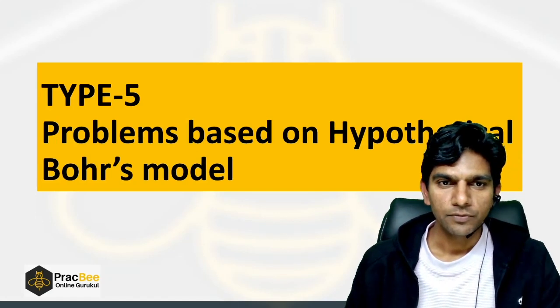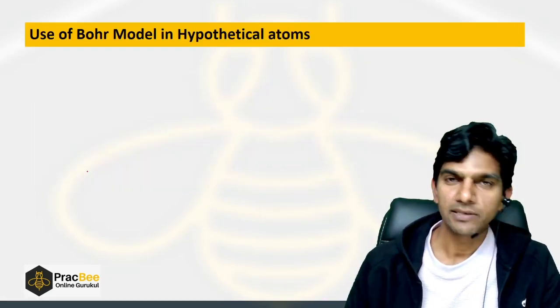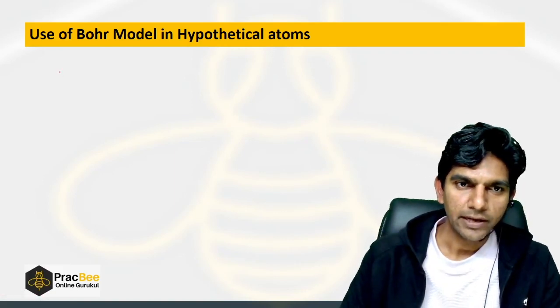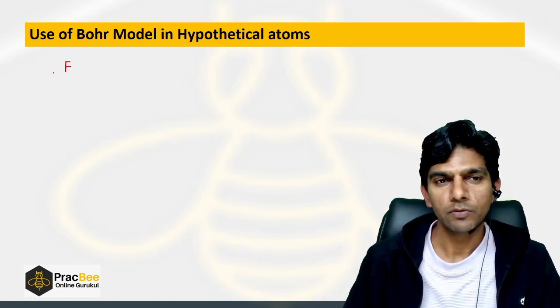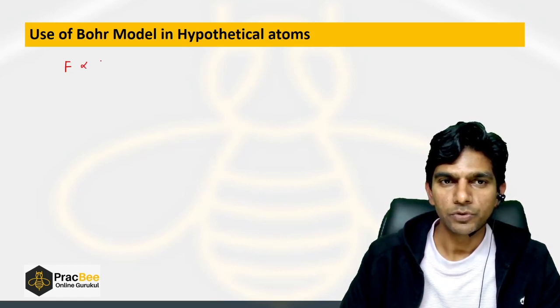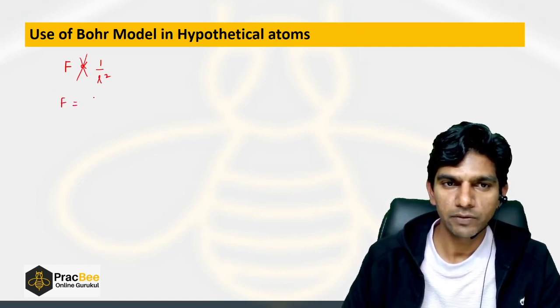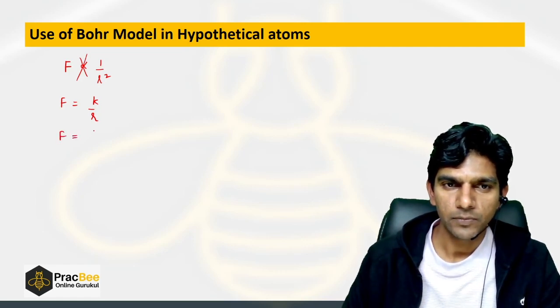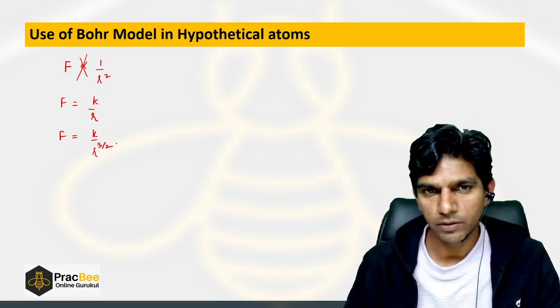Okay, now let us see the fifth type of problem, which is based on a hypothetical Bohr model. So now let us understand what is a hypothetical atom. In a hypothetical atom, usually the force with which the electron is revolving around the nucleus is not inversely proportional to r square. So that is not there in a hypothetical atom. So some other force will be given. For example, F can be given as K upon R, or F will be K upon, say, R raised to power 3 by 2. So different combinations can be given to you.